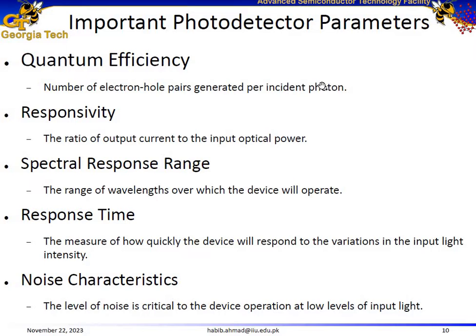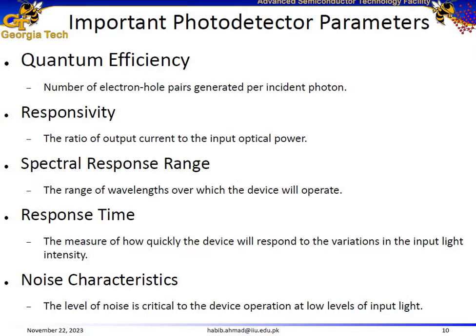Here I have listed different figures of merit for photodetectors, or we can also call them the photodetector performance parameters. The first figure of merit is quantum efficiency, which is the number of electron hole pairs generated per incident photon. Another figure of merit is responsivity. It is the ratio of output current to the input optical power. As we know, in case of a photodetector, the input is optical power or light, and the output is current. So responsivity is the ratio of the output photocurrent to the input optical power.